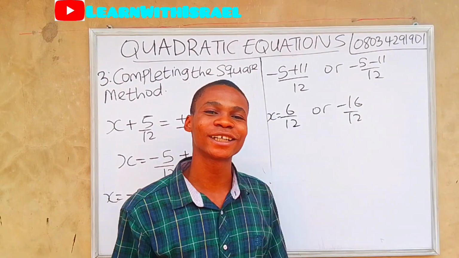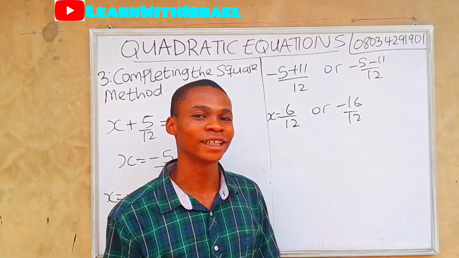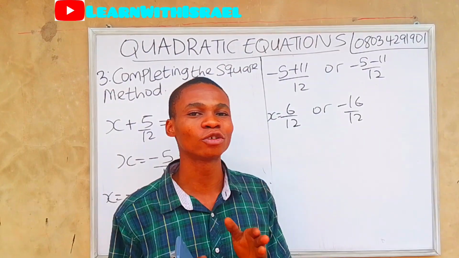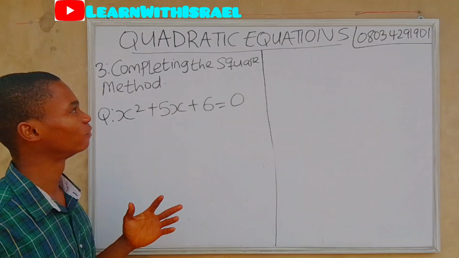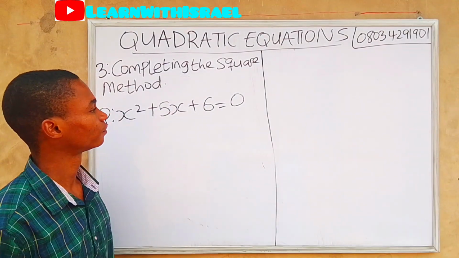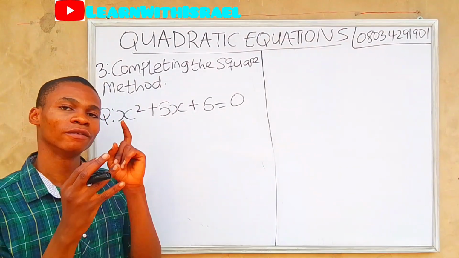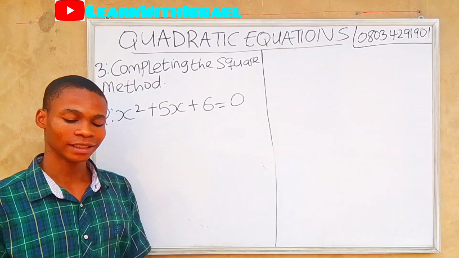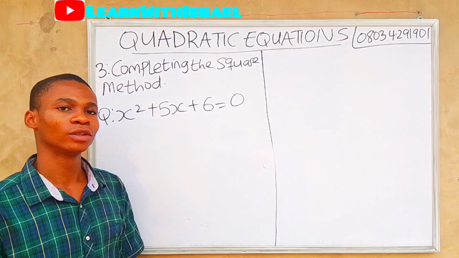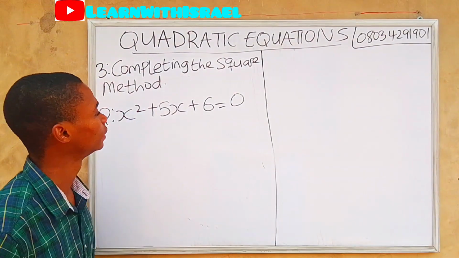There is a mistake a lot of people usually make. There is a difference between 6/12 and 12/6. Let's solve some questions on the completing the square method. We've solved questions on the factorization method and the almighty formula, which is also the formula method. So now, to the completing the square method.